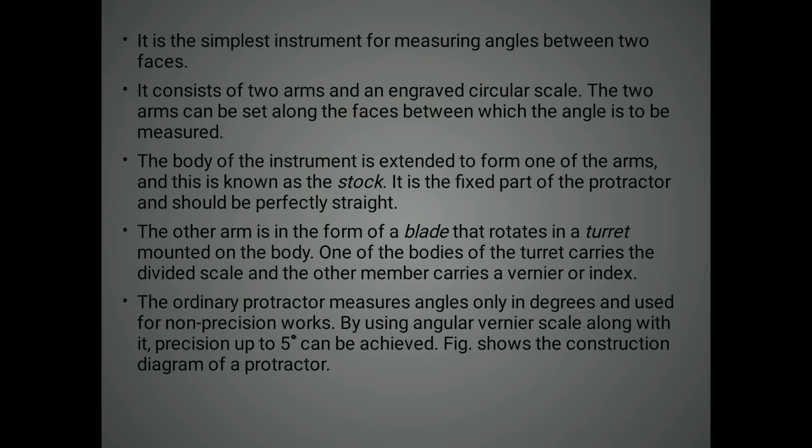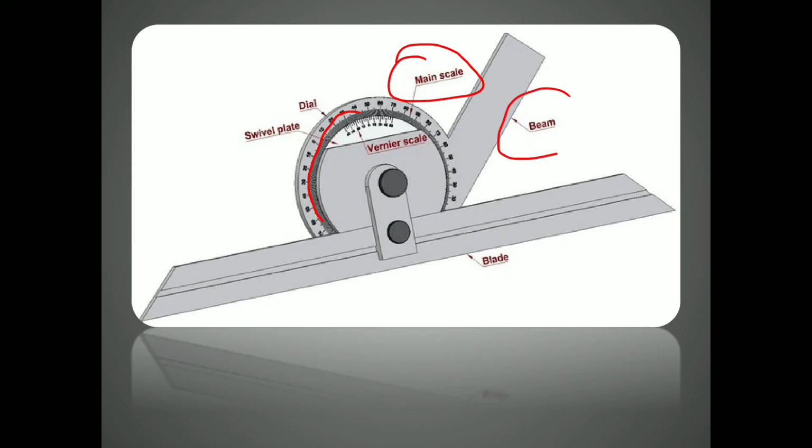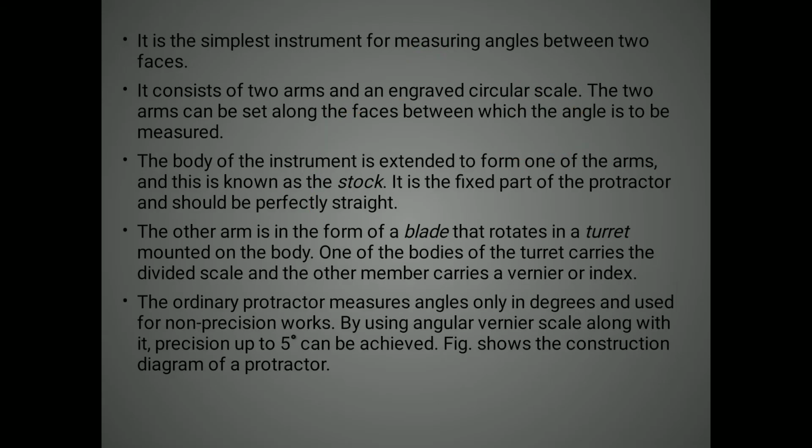The body of an instrument is extended to form one of the arms, and this is known as the stock. So as we have seen, this is the beam, and you can also call it a stock. It is a fixed part of a protractor and should be perfectly straight, as I have said earlier, and the minor face of that particular stock should be flat with respect to your datum surface.